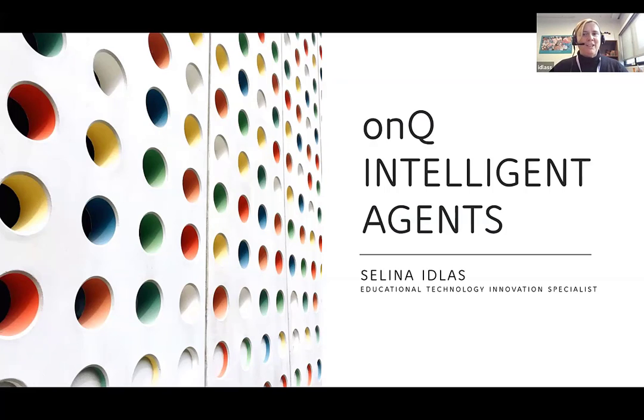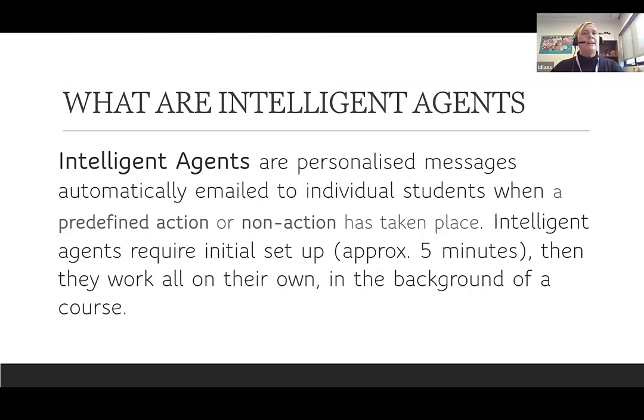What are intelligent agents? Intelligent agents are basically personalized messages. They're emails that you can set up that get sent to students when an action happens within the course. That action could be a variety of different options, and I'm going to show you on the next screen some of the options. The nice thing about these intelligent agents is you can really create an instructor presence in the course that, once it's set up, will just run automatically for you.